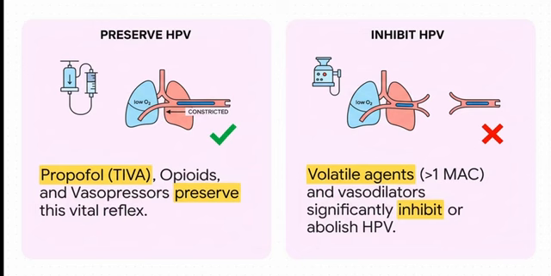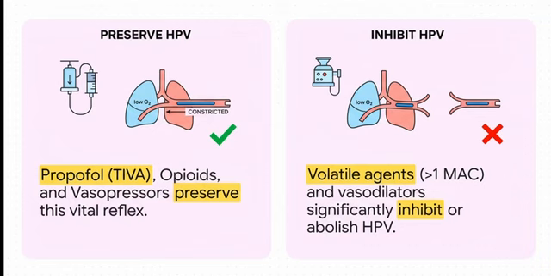And this is exactly where our anesthetic choices become critically important. Our agents have a direct and profound impact on this vital reflex. Intravenous agents like propofol and opioids have been shown to preserve HPV. In stark contrast, all volatile anesthetics inhibit HPV in a dose-dependent way, especially at concentrations greater than 1 MAC. This provides a very strong physiological reason to favor a TIVA-based technique, especially in patients who have borderline oxygenation or significant underlying lung disease.